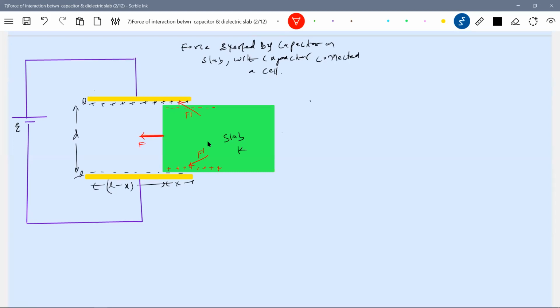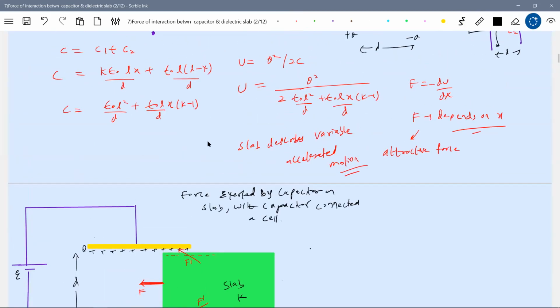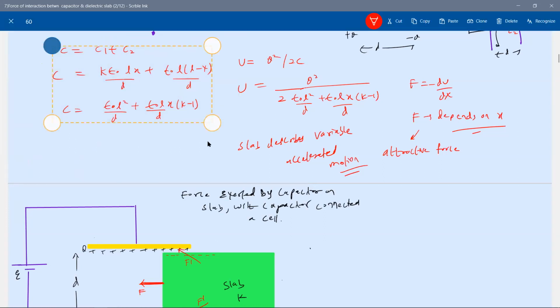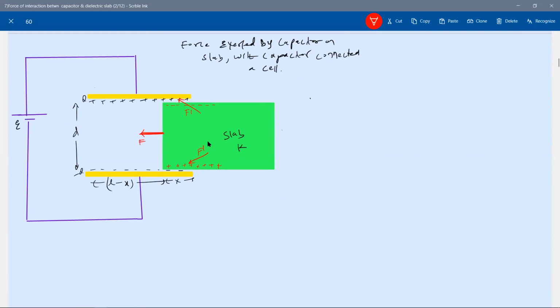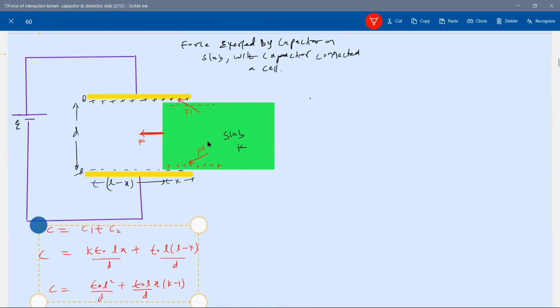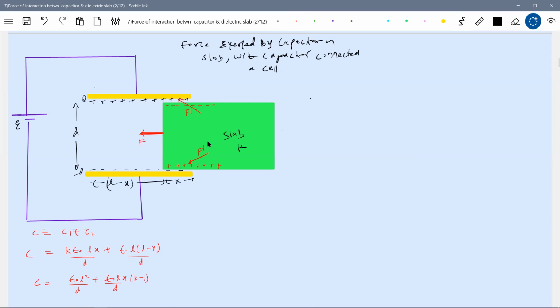Now let's get into it. I think we can use the same equation, because X length of the slab is there between the plates. So directly I'll take this expression, which is going to help us a lot. This is the expression for capacitance, the total capacitance of the capacitor.